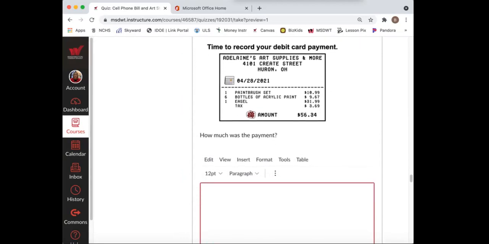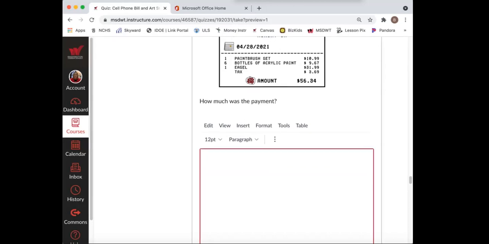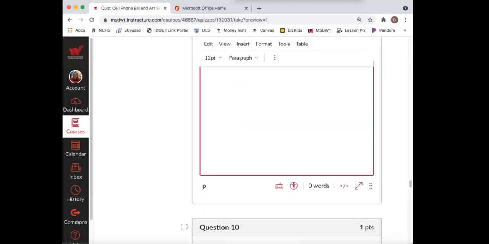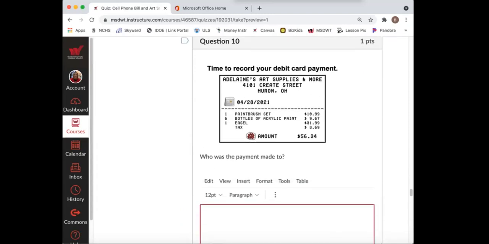Question 9, how much was the payment? So how much did you take out of your account for Adeline's art supplies, for your art supplies? Question 10, who was the payment made to? So what's the company where you spent your money? So what was the name of the company?